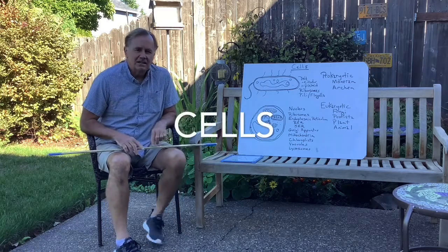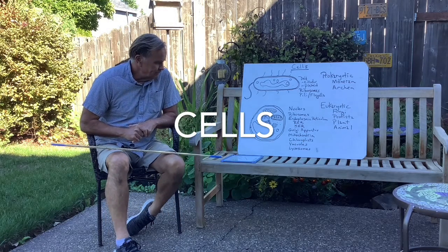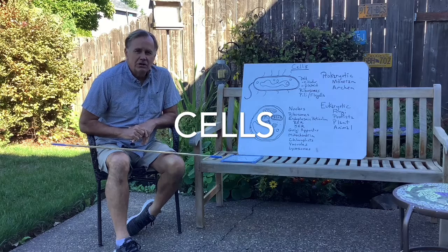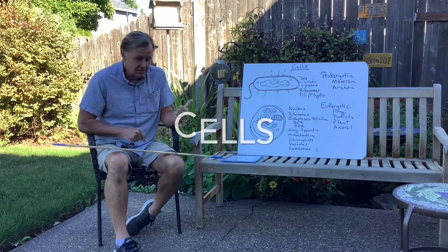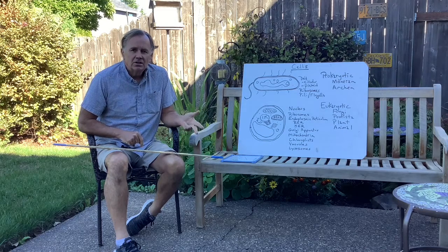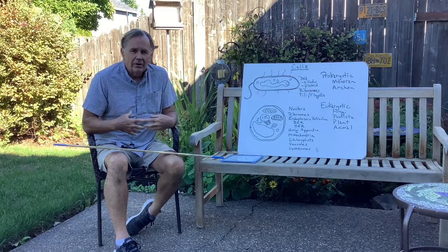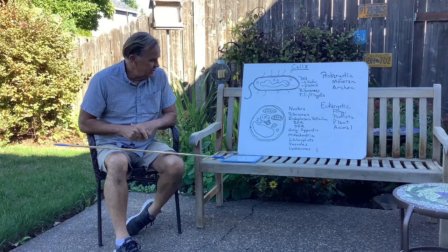Now time to study cells. Cells, of course, you know, are the basic unit of life. The cell theory states cells can only come from cells. Cells are the basic unit. Cells acquire energy and use it, and they carry the genetic material.